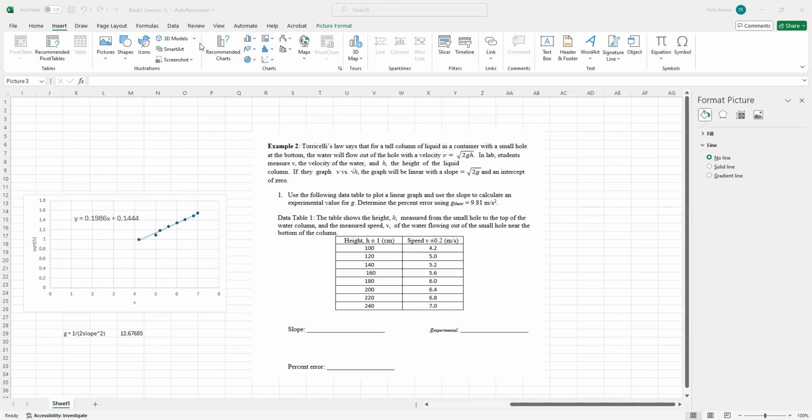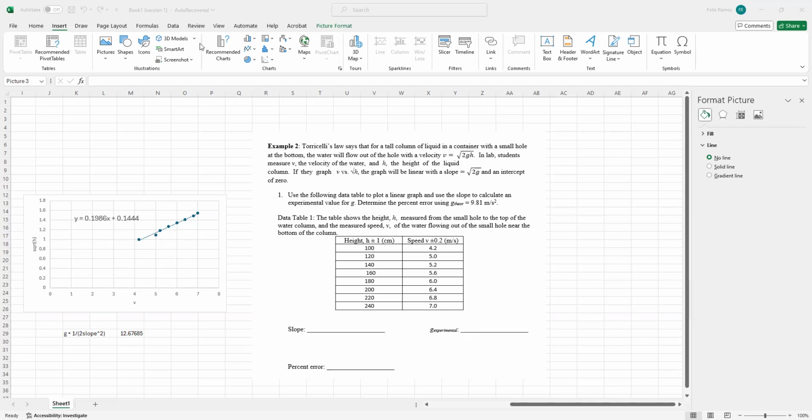So this was the example that you had to use for the first lab. The first lab was basically about linearization. It was just to show you how to do the linearization of the data. The example was Torricelli's law, which says that for a tall column of liquid in a container with a small hole at the bottom, the water will flow out the hole with a velocity v, which is equal to the square root of 2gh.